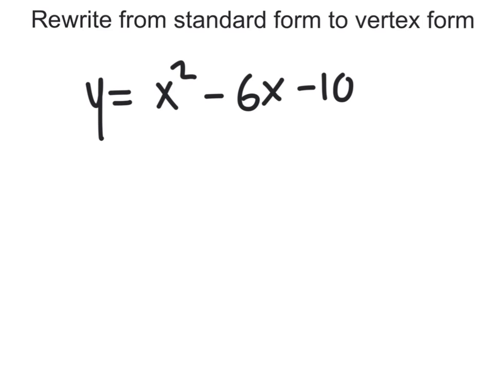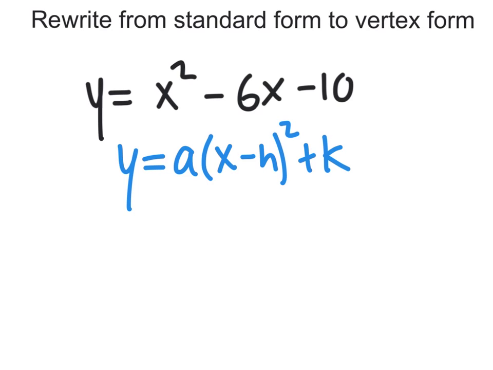But right here, they're asking us to rewrite this standard form into vertex form. Okay? So what is vertex form? That's vertex form right there: y equals a parentheses x minus h squared plus k. So obviously this one up here is not in vertex form. It's in standard form, ax squared plus bx plus c. But we need it to look like this, like a binomial squared.